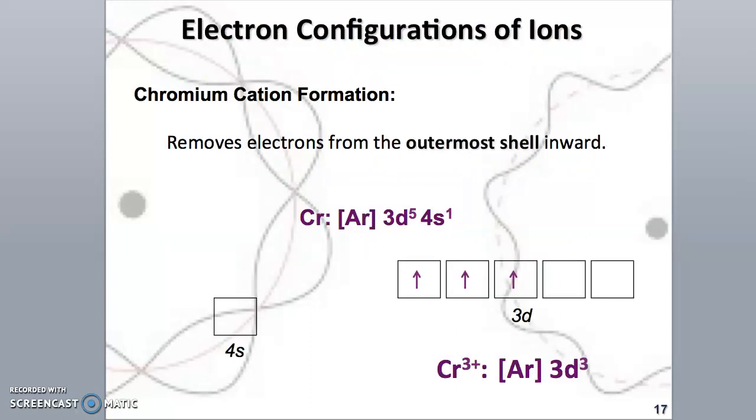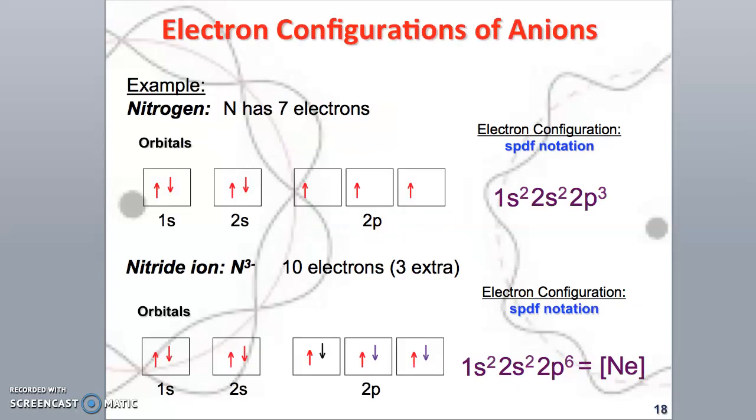Chromium is one of the exceptions. The neutral atom has 1 electron in the 4s orbital and 1 electron in each of the 3d orbitals. We remove the 4s electron first, followed by 2 of the 3d electrons to get the 3+ ion. We complete this lecture with an example of the anion in both SPDF notation and orbital box notation.